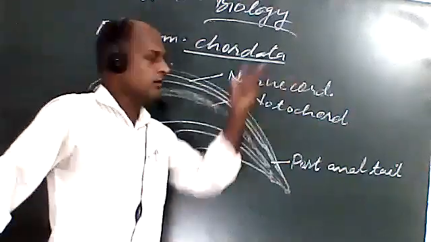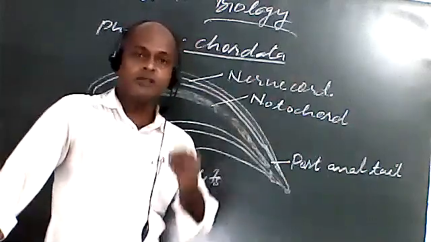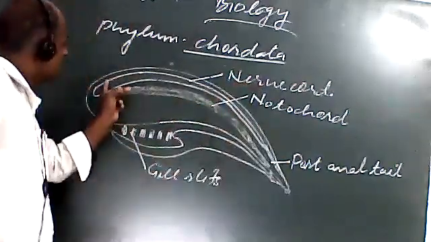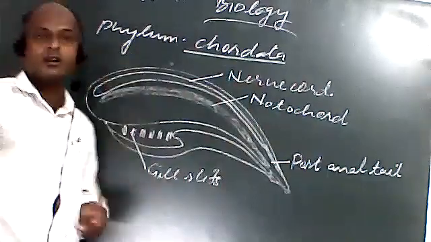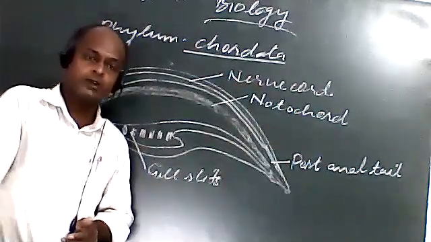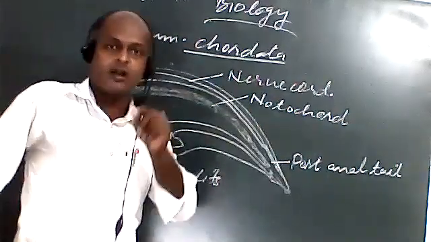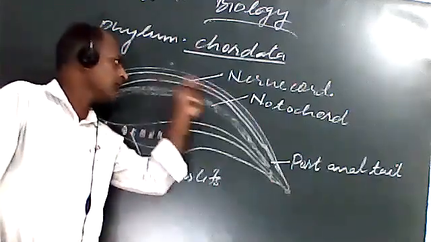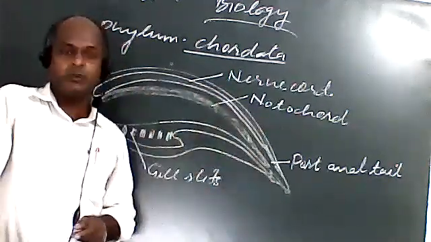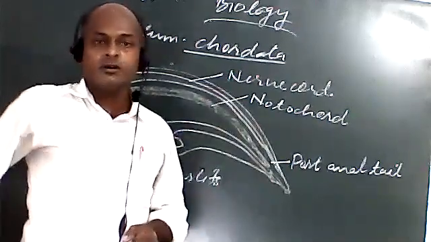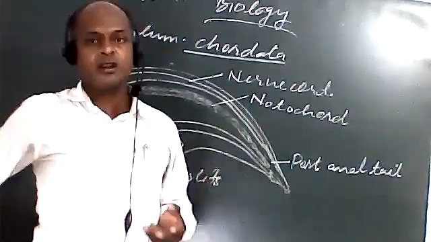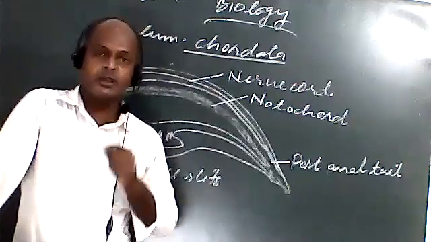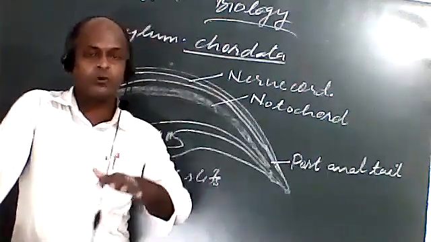The special characteristics by which organisms are placed in phylum Chordata are, first, the nerve cord. This nerve cord is found in the case of Chordata on the dorsal portion of the body, and the nerve cord is hollow. There is a single hollow nerve cord on the dorsal portion of the body, whereas in non-chordates, most animals do not have a nerve cord, and those which have one, their nerve cord is not hollow.